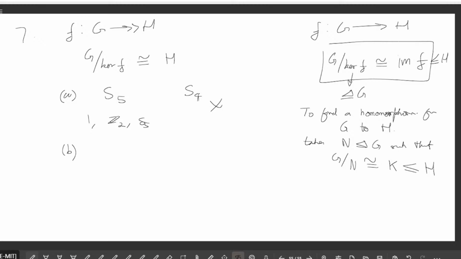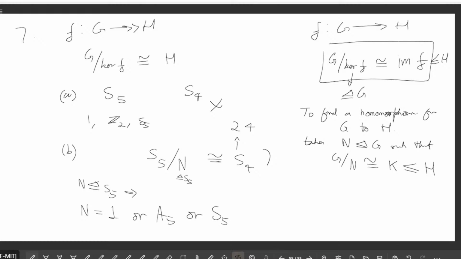Okay. So here we have S5. Now I am asking, can S5 quotiented by some N, which is normal in S5, be isomorphic to S4? Remember that S4 has order 24. And another thing is, the normal subgroups of S5 are only these.